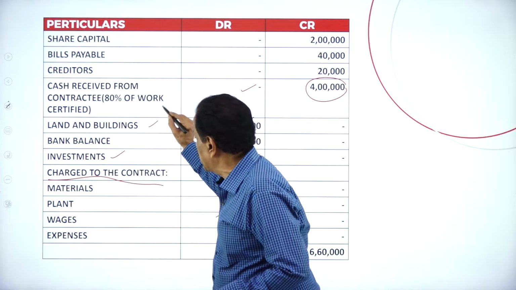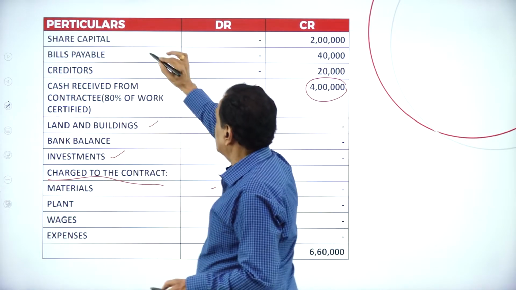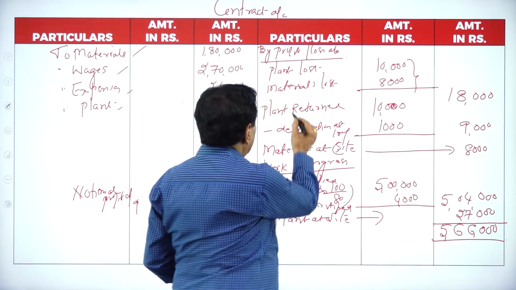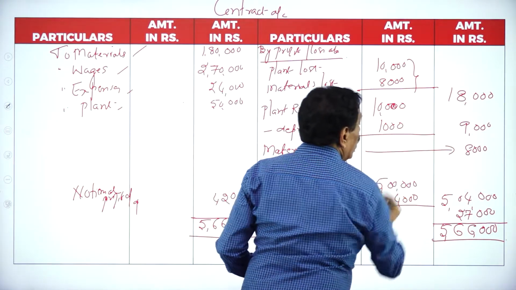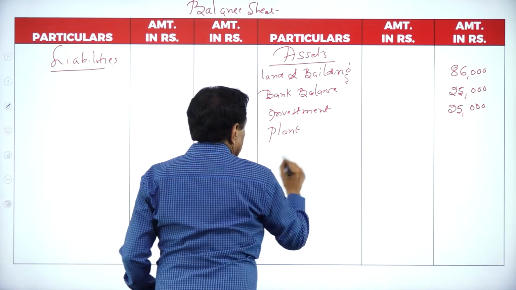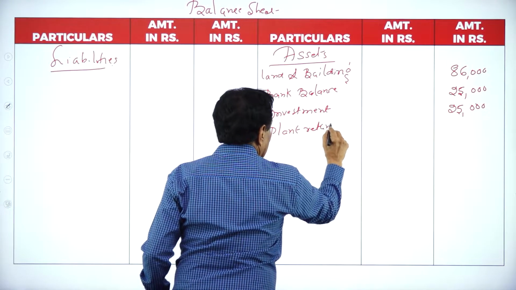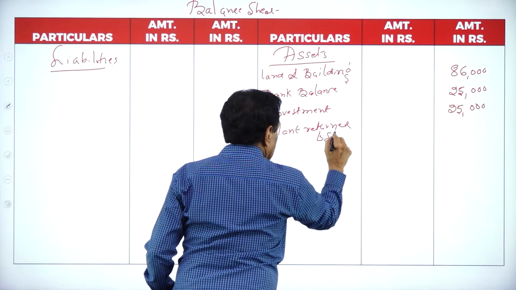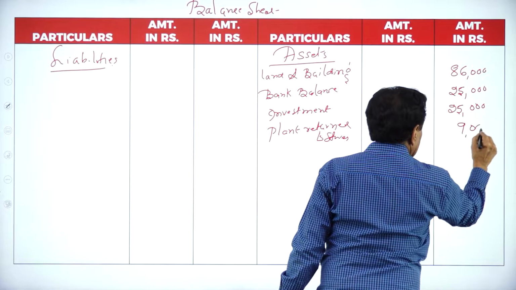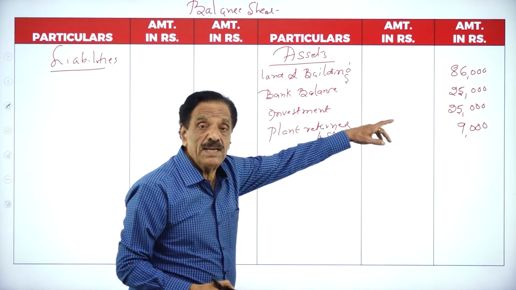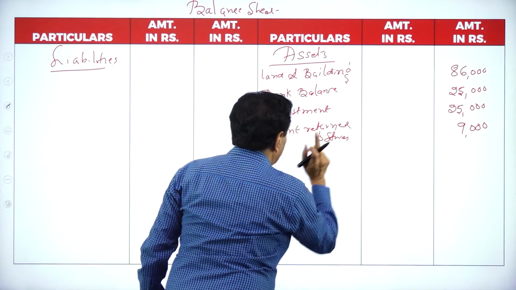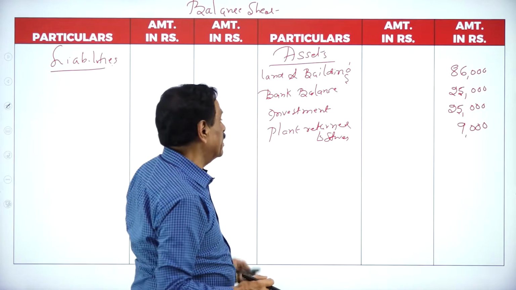We have taken building, share, this will come liability side, BP, creditor liability side. Come back here. What's your plant last is there? Plant return to store, how much? 9,000. Plant return to stores, 9,000. Land and building, 86,000. Bank balance, 25,000. Investment, 25,000. Plant return to store, 9,000.